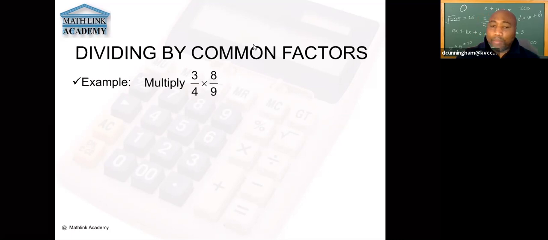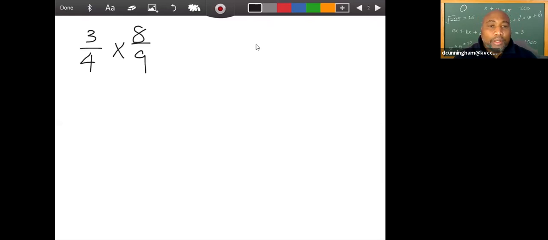Now, let me go to the whiteboard to show you how we also do another way of multiplying, so when you get your answer, it's already reduced. So let me show you this. So here's our problem. And you only do this method when you multiply. So when you multiply, you do this method I'm about to show you. I'm not going to multiply 3 times 8 and then 4 times 9. We'll show you a quick way, or some ways if you have big numbers, how to reduce.